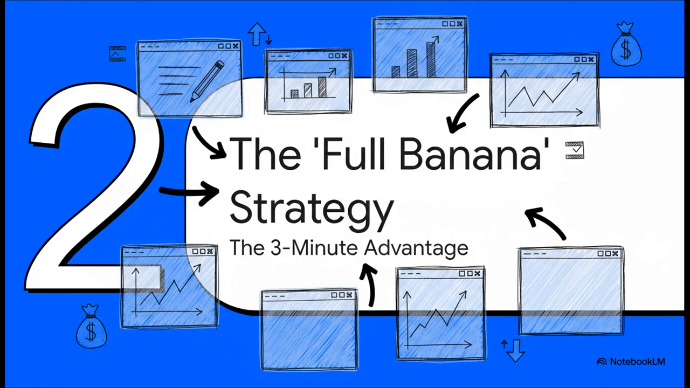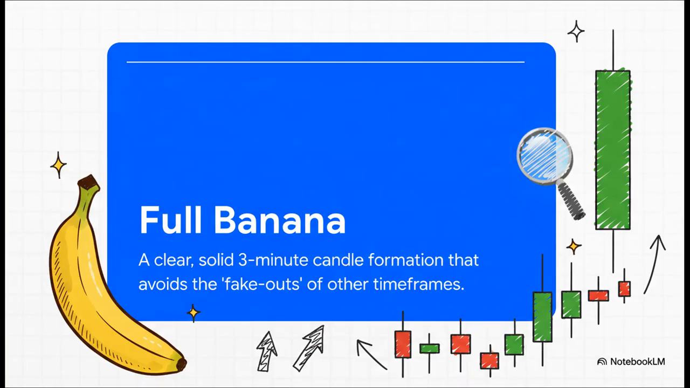All right, now we're getting to the good stuff, the absolute core of this system, the full banana strategy. And yeah, you heard that right. This is where the magic really happens. So the person who came up with this has a pretty fun name for it, the full banana. It's basically a metaphor for a price candle that's solid, reliable. It tells the real story of a stock's momentum, unlike some other time frames that can totally lead you astray.